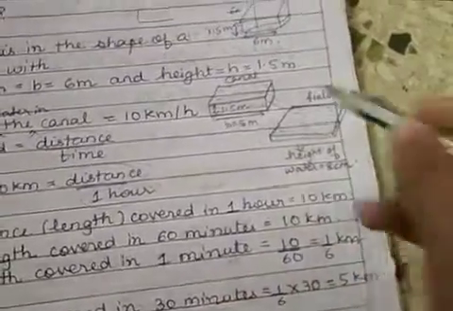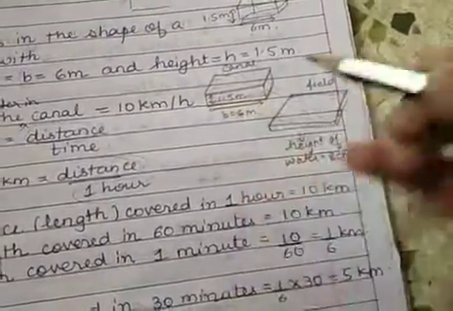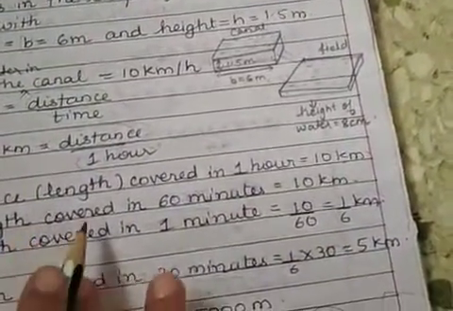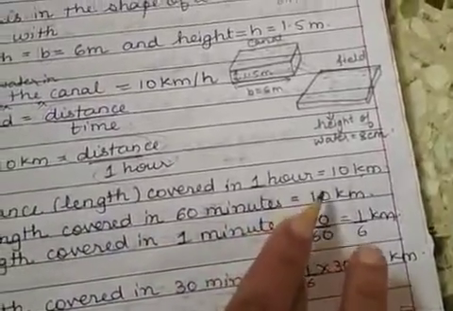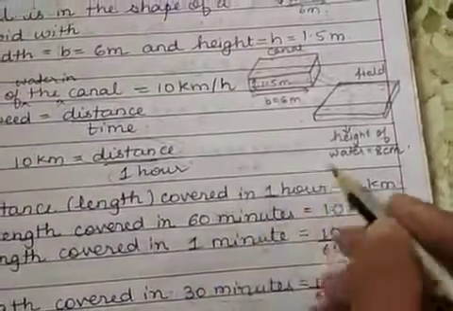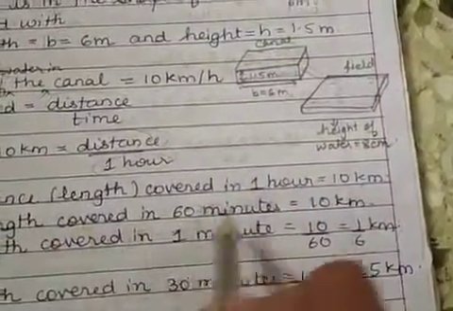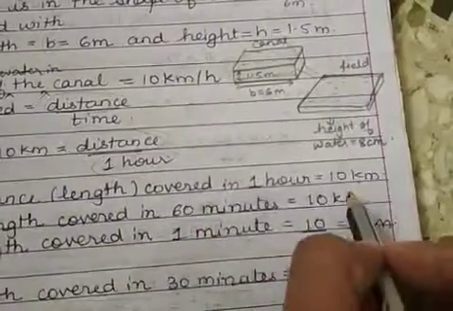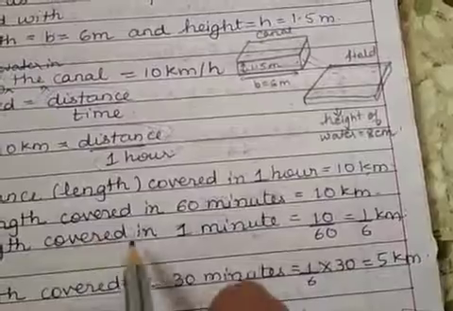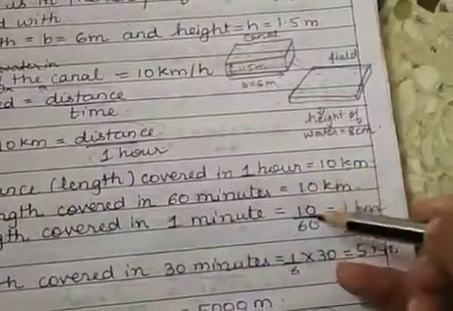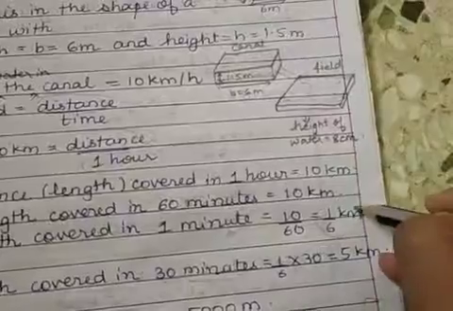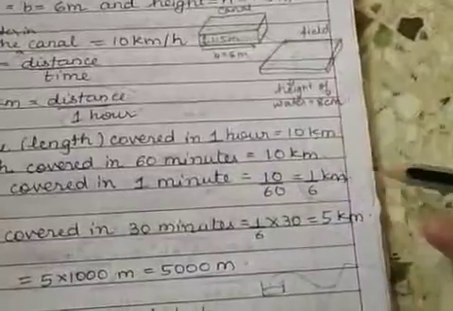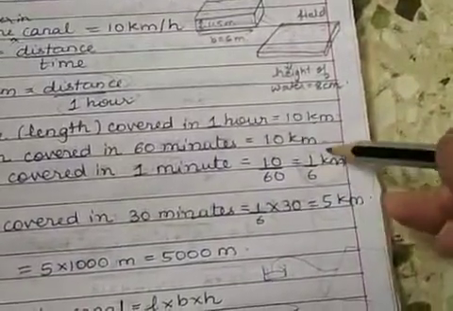So the length covered in 1 hour is 10 kilometers. So what length will be covered in 60 minutes? 1 hour is same as 60 minutes. So length covered in 60 minutes is 10 kilometers. Then what will be the length covered in 1 minute? It is 10 upon 60, which is 1 upon 6 kilometers. So in 1 minute the length that is covered here is 1 upon 6 kilometers.